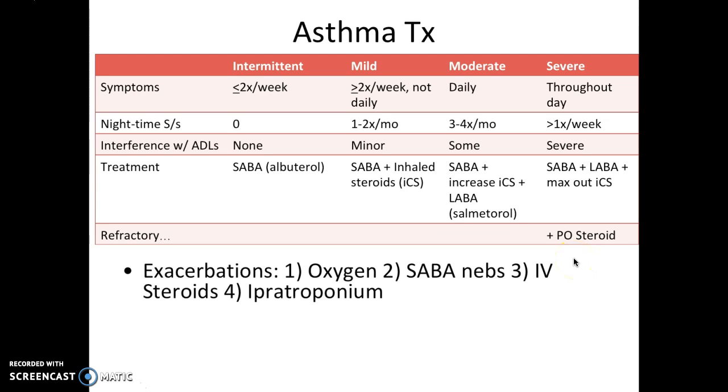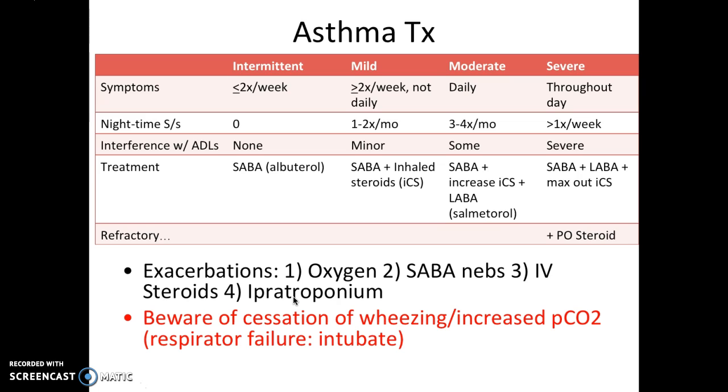Now, if a person has an exacerbation, I want you to think about oxygen, albuterol nebs, IV steroids, and ipratropium, which is an antimuscarinic agent. But beware of a couple of signs, in particular the cessation of wheezing and also an increased PCO2, because this is impending respiratory failure, and that's when you want to intubate these people.